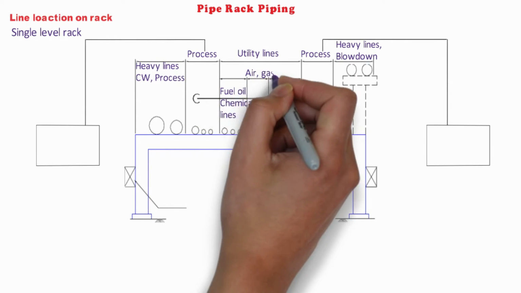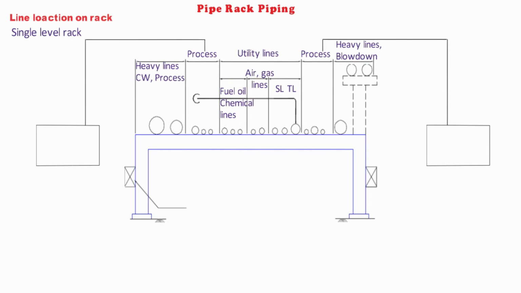A general sequence of utility lines are as shown. Position of product line is influenced by their routing after leaving the plant limit. Utility lines serving individually one or two equipment item should be on the same side of the rack as the equipment to which they connect.